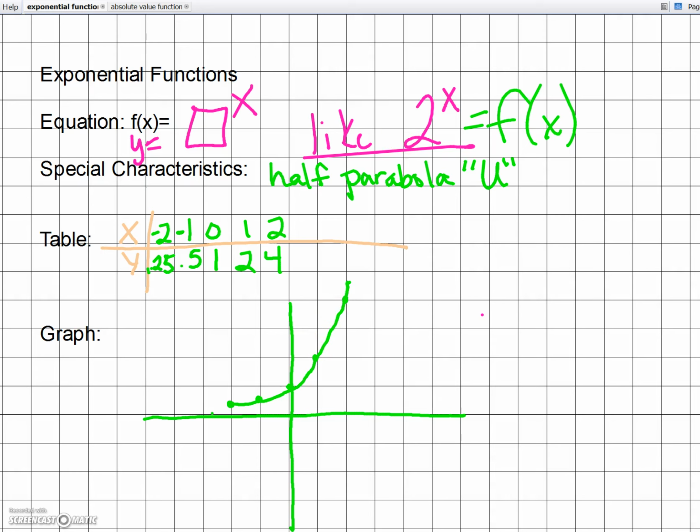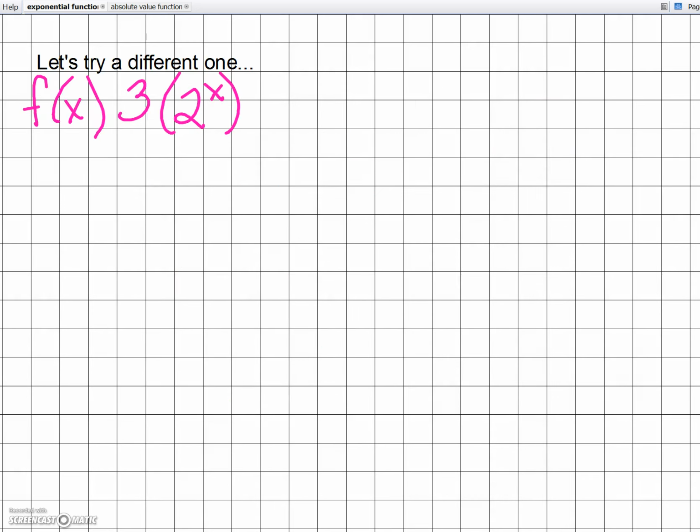Let's go and try a couple more. Okay, so let's try f of x equals 3 times 2 to the x power. Okay, so we're going to do the same thing that we've done. However, using the chart before, we have to multiply all of that by 3. Remember, when we do the order of operations, exponents come before multiplication. If you use parentheses, then exponents, then multiplication and division, and then addition and subtraction.